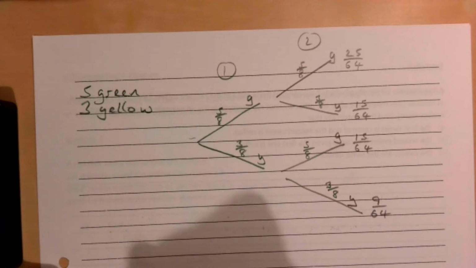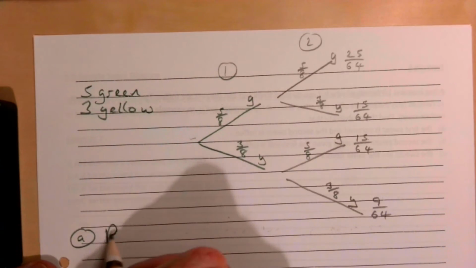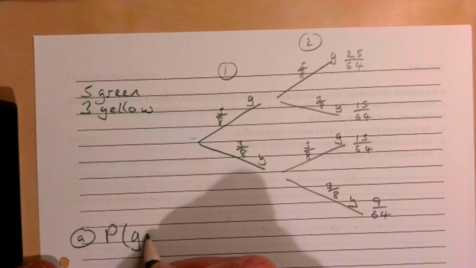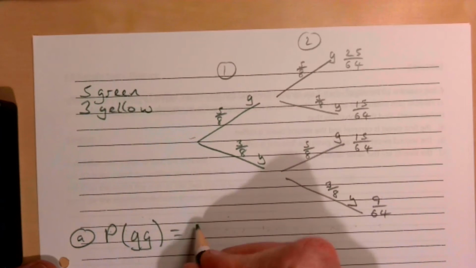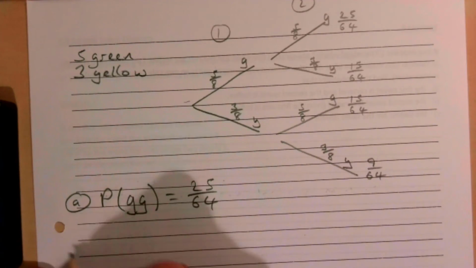Let's take a wee look then at the answers to our questions. Both beads are green, so that's the probability then of a green and a green. Green and green, which is 25 out of 64.